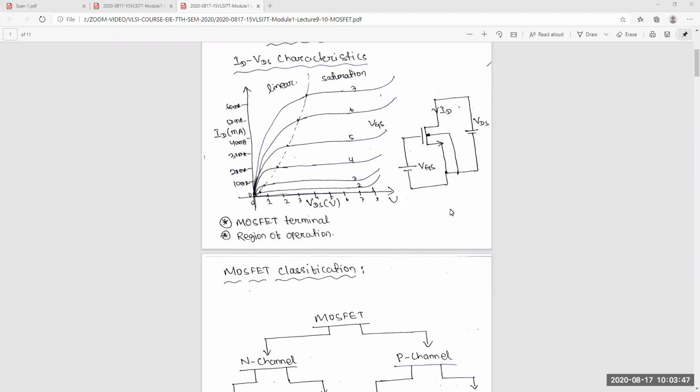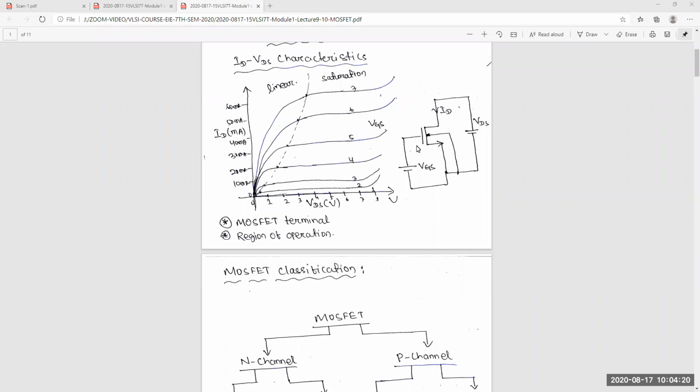Another difference is that in a BJT, there is some finite current flowing through the base. Base to emitter current is there. But here, is the gate current finite or zero? Zero. Sure? Yes, sir. Okay, because we already discussed that there is a capacitor in between, an isolation device, SiO2.